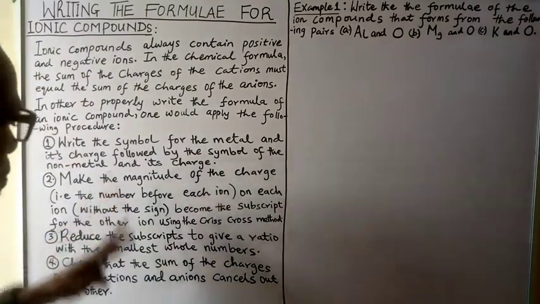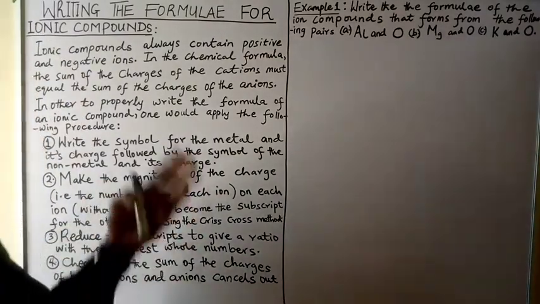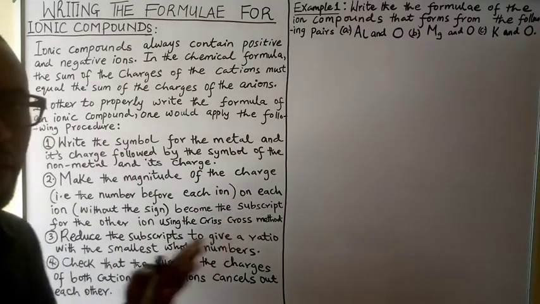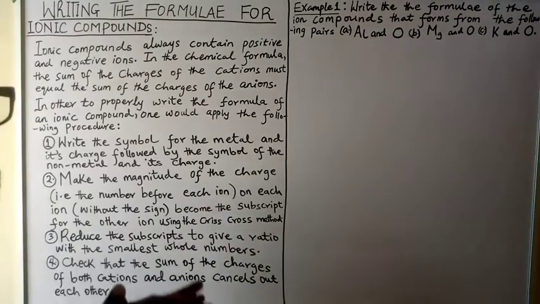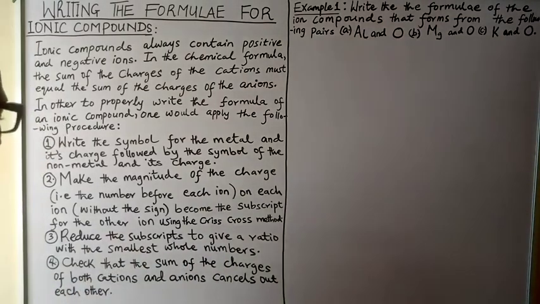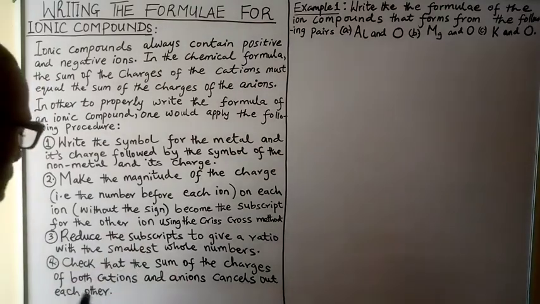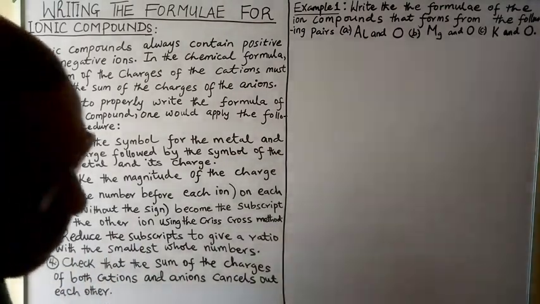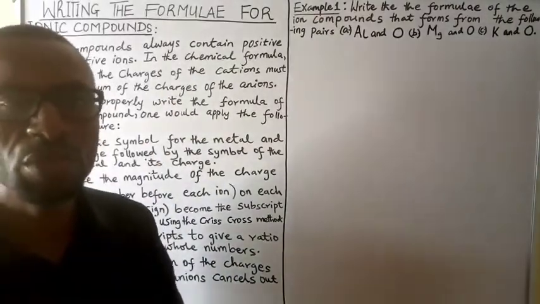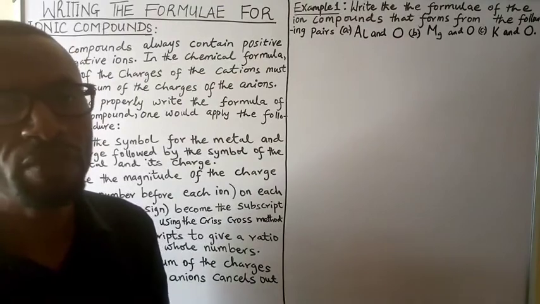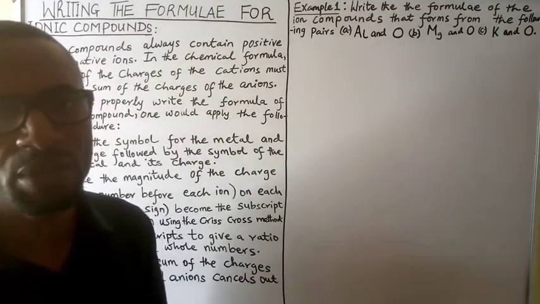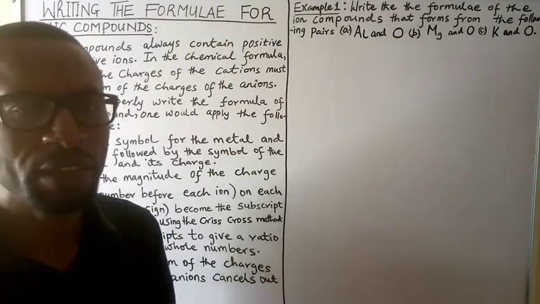After you have written the formula of the ionic compound, to be sure that what you have written is correct, we always advise students, maybe in your rough sheet, to check that the sum of the charges of both cations and anions cancels out each other. This is predicated on the premise that ionic compounds must be neutrally charged. So whatever the cation charge is must cancel out whatever the anion charge is. This is very critical.